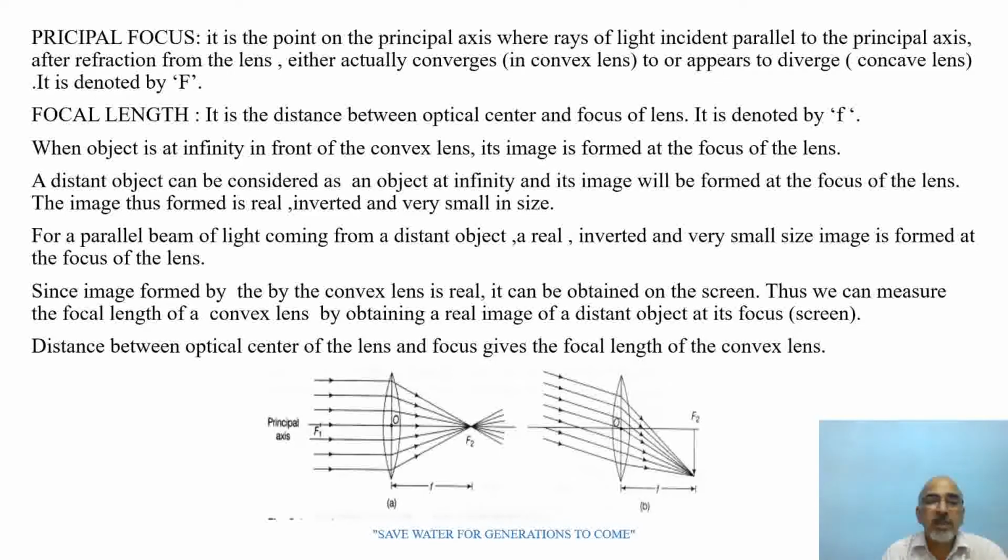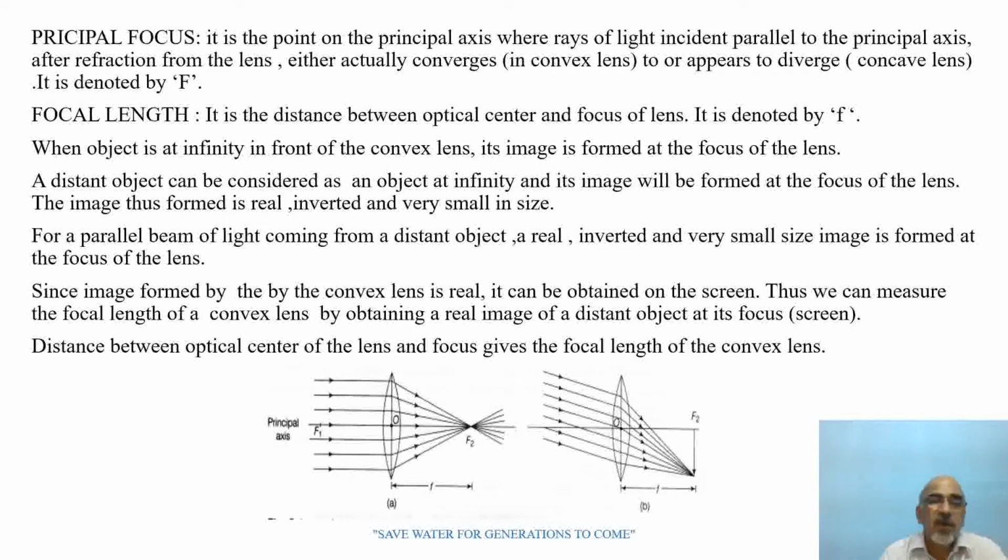It is the point on the principal axis where rays of light incident parallel to the principal axis, after refraction from the lens, either actually converge. Converge means actually meet at a point. That happens in the case of a convex lens. Here you can see rays of light parallel to the principal axis, after refraction, meaning after passing through the lens, meeting at a point on the principal axis. This point on the principal axis is known as the focus. And in the case of a concave lens, these appear to be coming from a point after refraction.